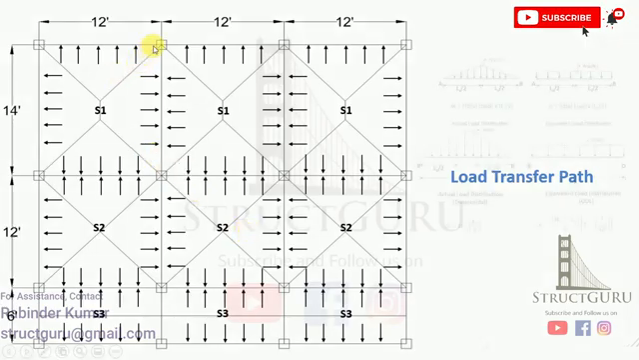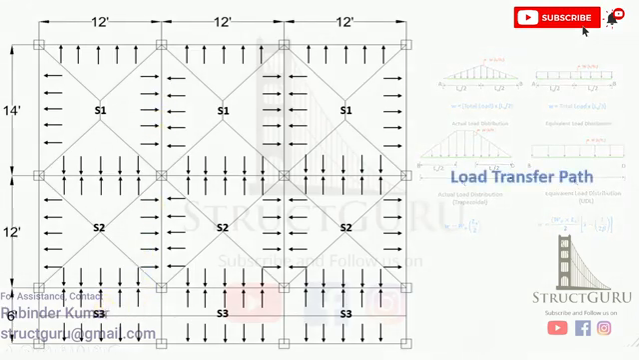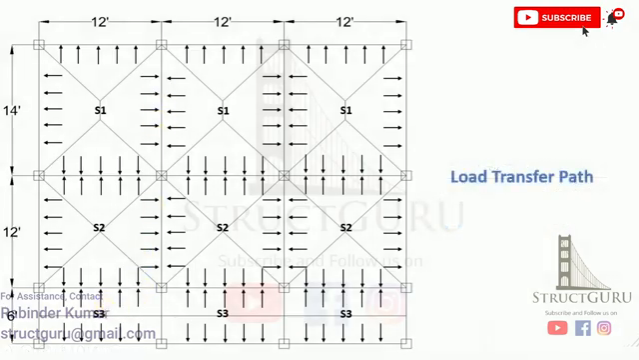To calculate the load along the beams, we need to apply the equations for the triangular loading, trapezoidal loading, and rectangular loading. Now let's go to the ETABS model and calculate the loading along the beams manually and using ETABS, and see whether we are getting the same results or not.